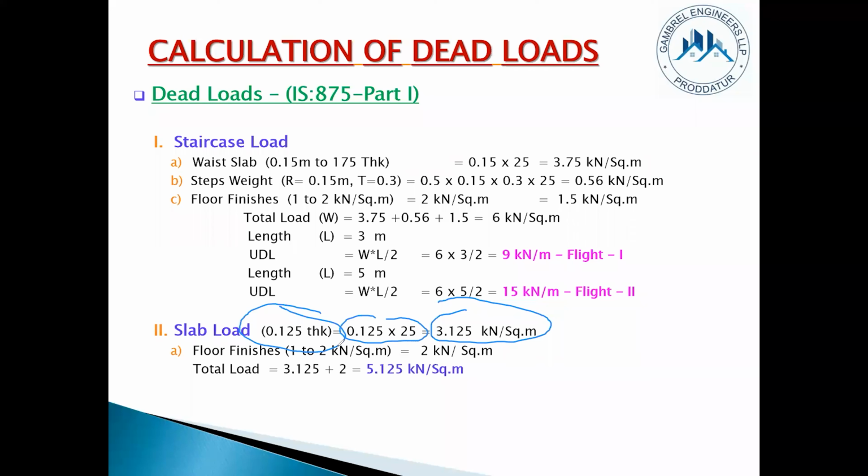And the floor finishes, nothing but the tiles that we place upon the slab, would have a weight of 1 to 2 kN per square meter. It depends on the material that we are using. Some people will use only tiles, some people will use marble, some people use granite also, right? Especially for commercial spaces, people will prefer marble or granite. So when there is a change in the finishing material, obviously the load will change. When the load is changing from 1 to 2, you have to take it accordingly. So let's take it on the conservative side, 2 kN per square meter. So 3.125 is only the slab thickness, upon which we have tile or marble or granite, for which we are taking 2 kN per square meter. Total is 5.125 kN per square meter as the slab load.